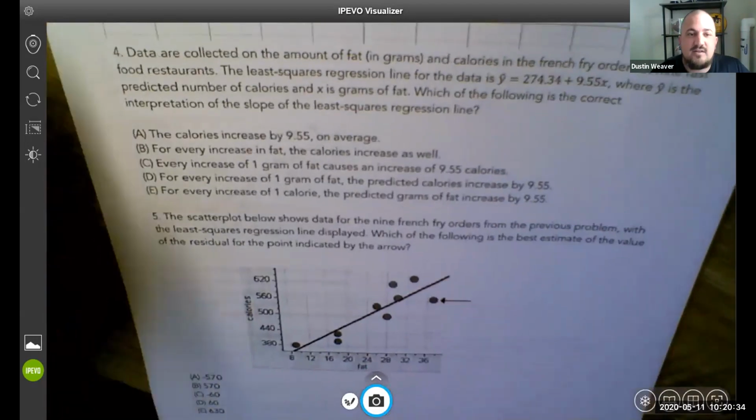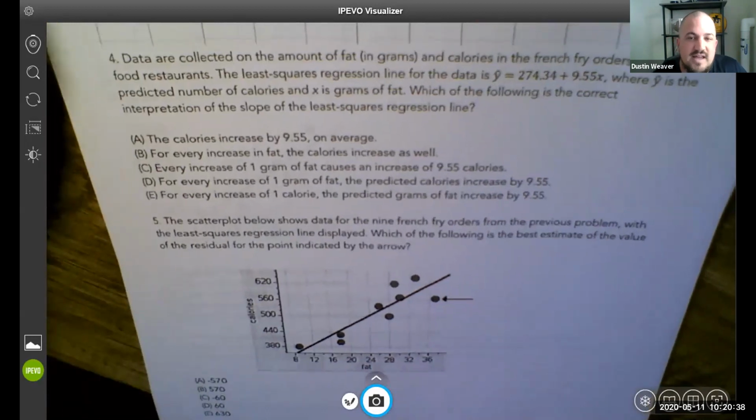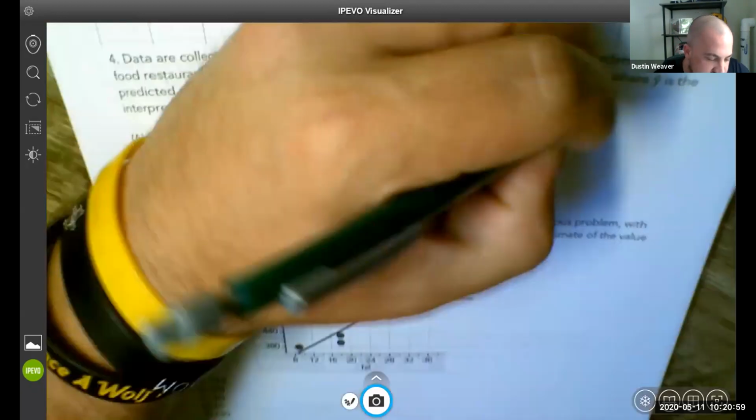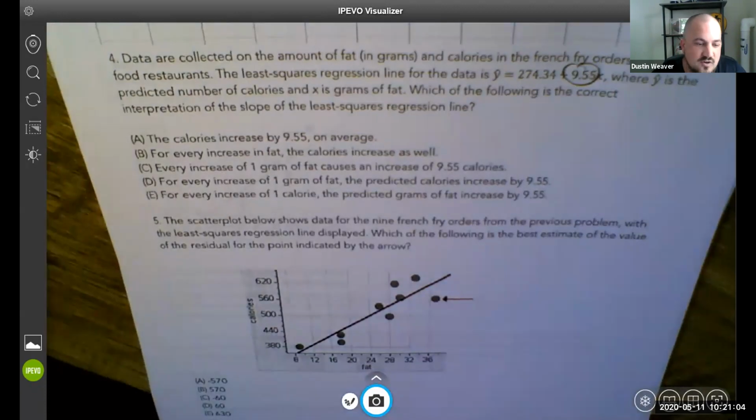It says data are collected on the amount of fat in grams and calories in the French fry orders at 9 fast food restaurants. The least squares regression line for the data is y hat equals 274.34 plus 9.55x, where y hat is the predicted number of calories and x is the grams of fat. Which of the following is the correct interpretation of the slope of the least squares regression line? So the slope is 9.55. So what is the correct interpretation of that slope?